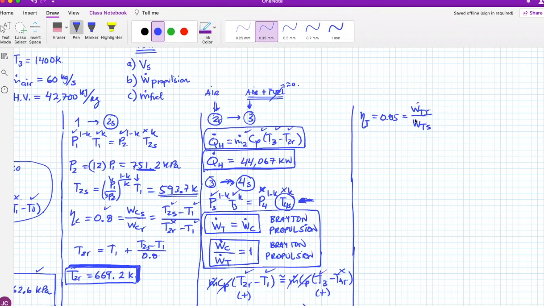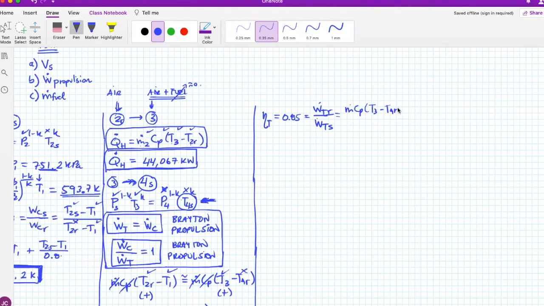Okay, so with this, I can write mCp, T3 minus T4R. And this guy is going to be divided by mCp, this is first law, T3 minus T4S. So T3 is data. This guy is data, 0.85, of course. You know this. Oh, I'm sorry, I was going to put an X, but no, you actually know this data, but you don't know this guy.